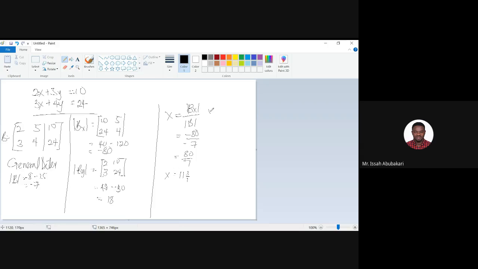And the value of y is equal to the determinant of By divided by the determinant of B. This one gives us 18 divided by minus 7, and our answer will be minus 2 whole number 4/7. And this is y. So x value, y value.